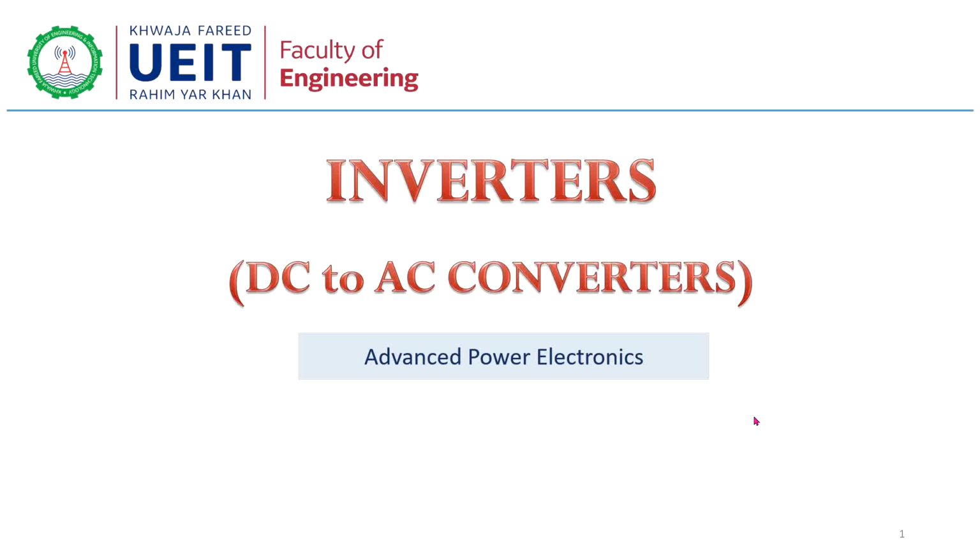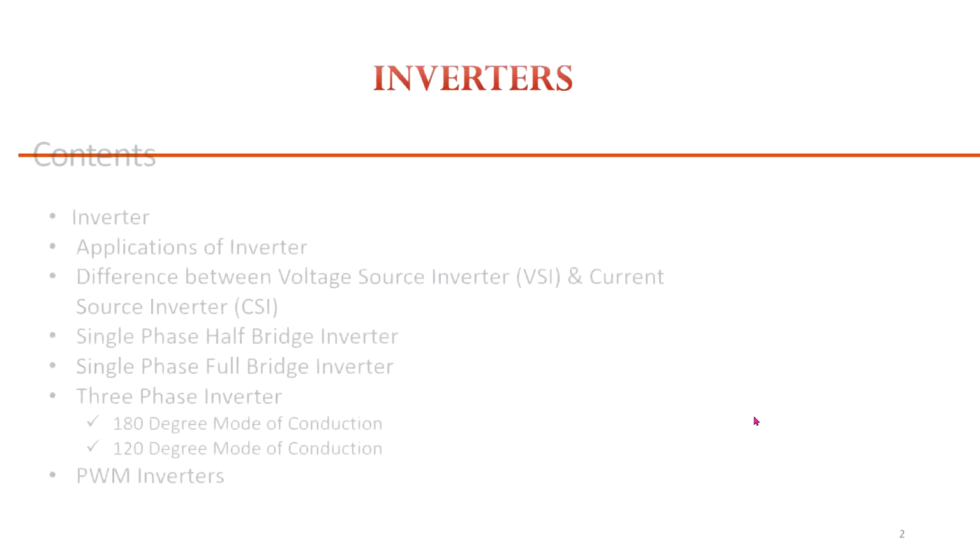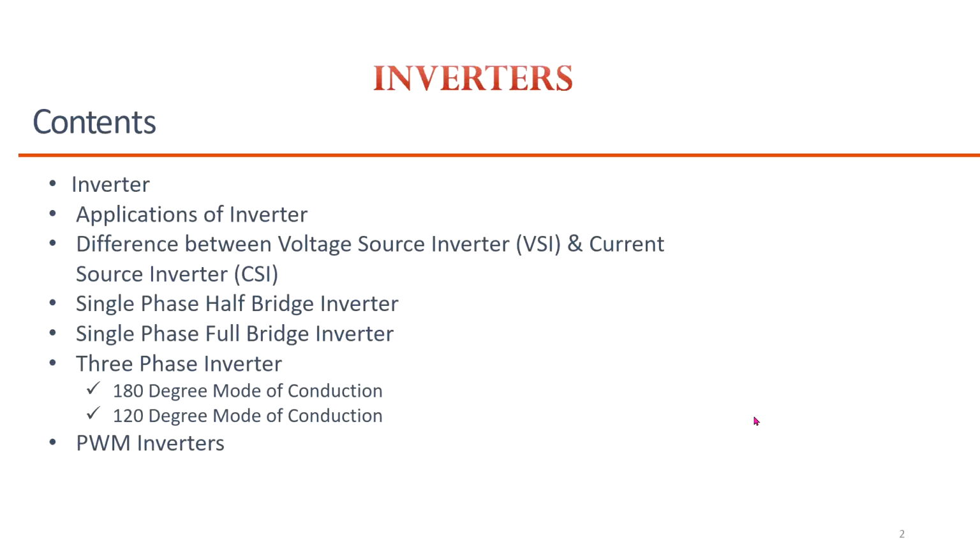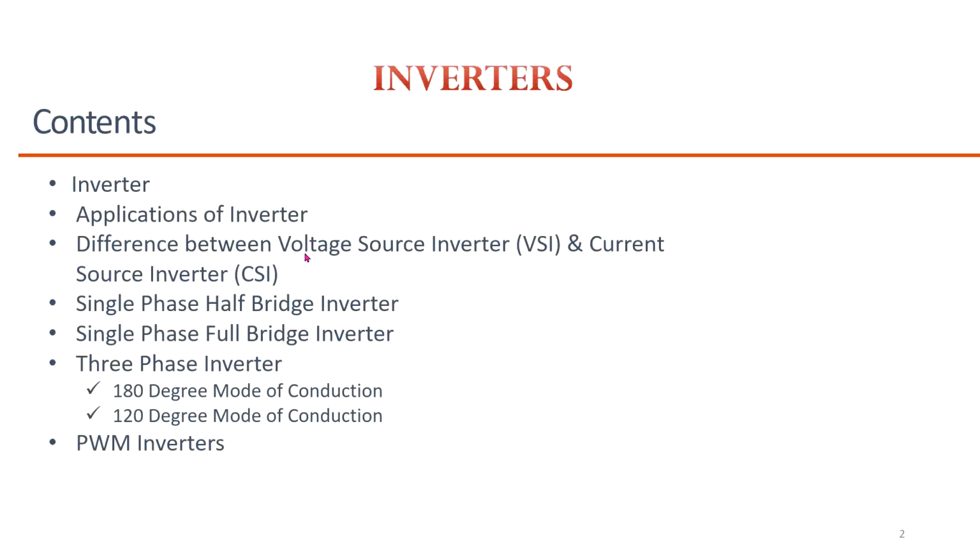As you know from the previous class, we are discussing the inverters, that is DC to AC inverters. In the previous class, we have discussed several contents of this chapter, and we have discussed the inverters and its applications and the difference between the voltage source inverters and current source inverters. After that, we have discussed single phase half bridge and single phase full bridge inverters. Today we are going to discuss three phase inverters.